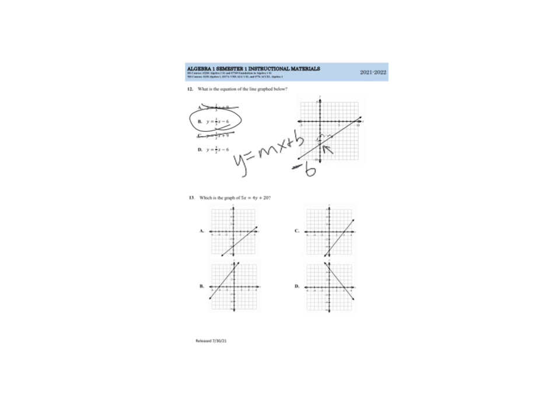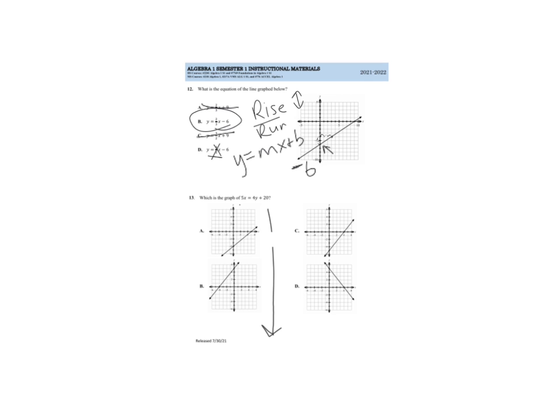That's right there. They're trying to get you with this one, then this rise over run. So this is how much up and down I went. What happened here was someone just flippy-flopped and put the x on top. You won't do that. Which is the graph of 5x equals 4y plus 20.